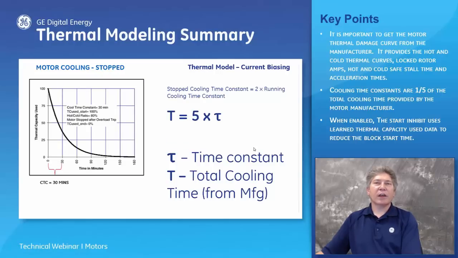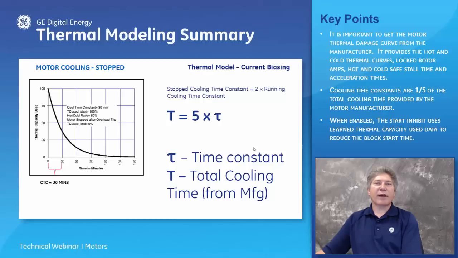Motor cooling. In almost all of our relays, the cooling time is expressed as a time constant. After one time constant, the thermal capacity used drops by 63%. After two time constants, the thermal capacity used drops by 86%. After three, the thermal capacity used drops by 95%. And after four time constants, the thermal capacity drops by 98%. After five time constants, the thermal capacity drops by 99.3%.